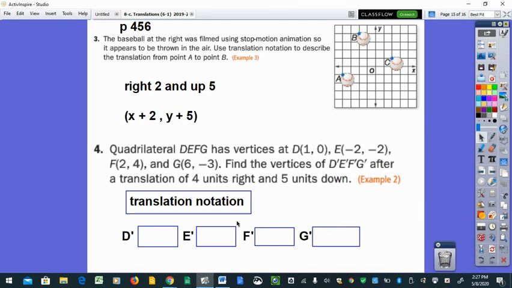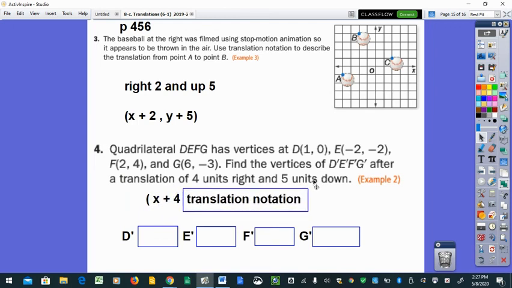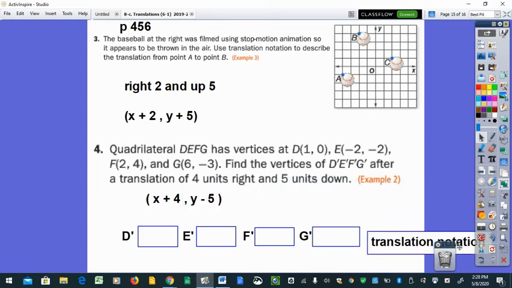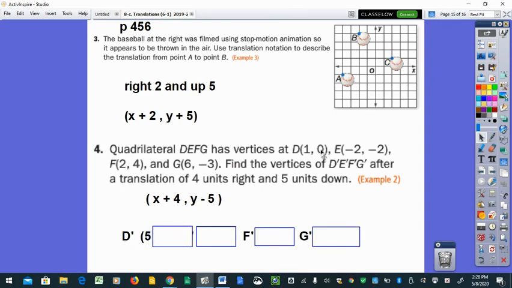So now in this guy, 4 units to the right, remember that left, right is x, and to the right would be positive, so x plus 4. 5 units down, down is y direction, and down is negative, so y minus 5. So now it just becomes kind of arithmetic. You're going to take that 1 and add 4 to get your new x coordinate of D prime. You're going to take that 0 and subtract 5.